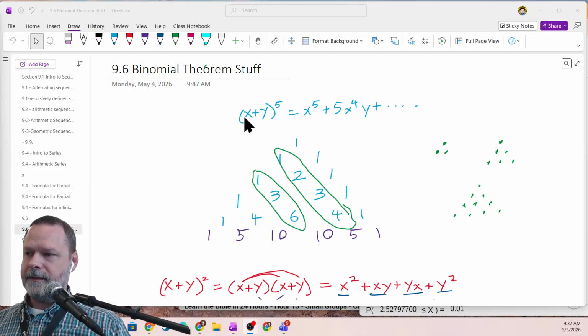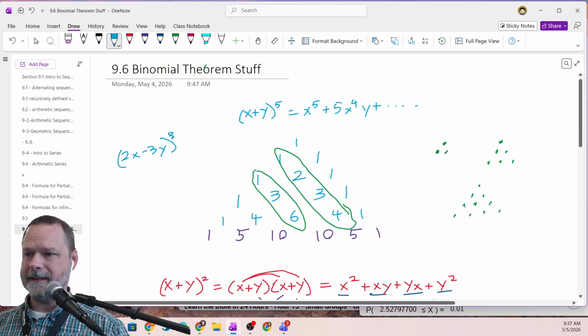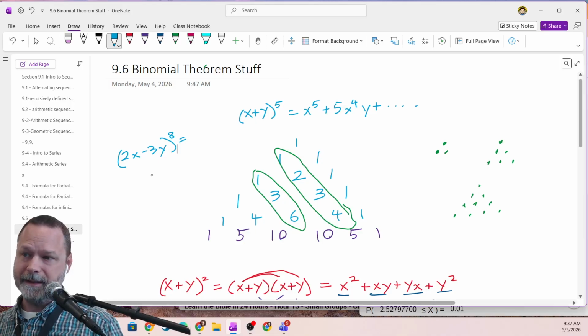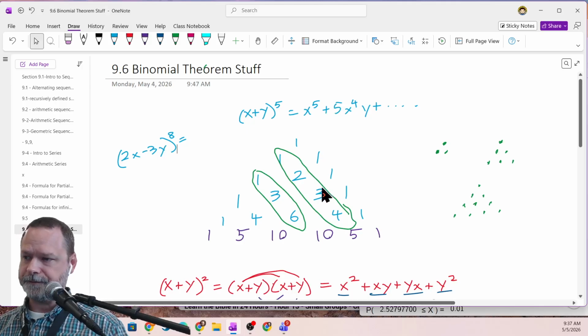Again, the binomial theorem just helps us do these expansions like x plus y to the fifth, or maybe something like 2x minus 3y to the eighth, and actually multiply all that out. Like, oof, we don't want to do that. It's going to be a lot of work. But there's a shortcut, and that shortcut is the binomial theorem.